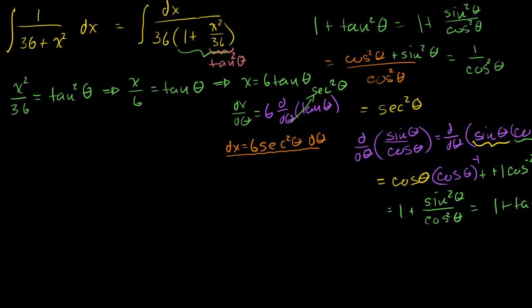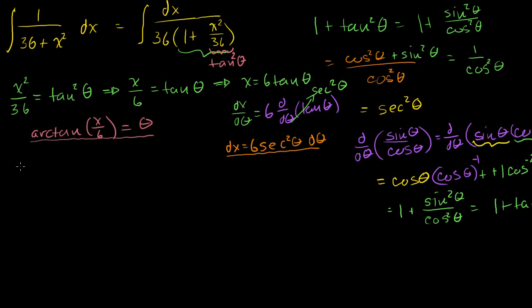So we want to solve for theta. That's fairly straightforward. You just take the arctangent of both sides of this equation. You get that the arctangent of x over 6 is equal to theta. And we'll save this for later. So what does our integral reduce to?